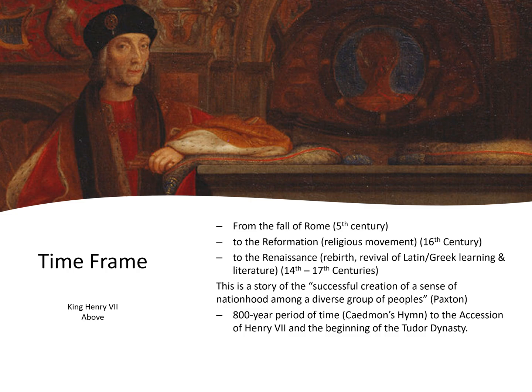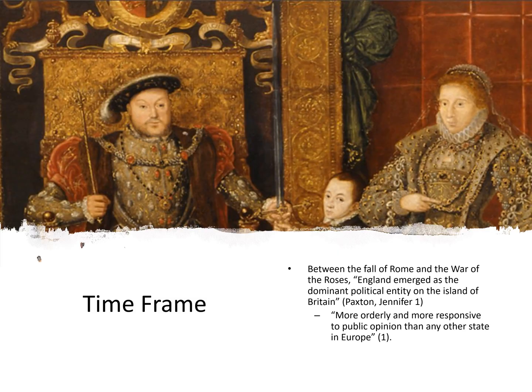We have an 800-year period of time, beginning with Caedmon's hymn, to the accession of King Henry VII and the beginning of the Tudor dynasty. Between the fall of Rome and the War of the Roses, England emerged as the dominant political entity on the island of Britain, more orderly and more responsive to public opinion than any other state in Europe. In the painting there to the left is King Henry VIII.